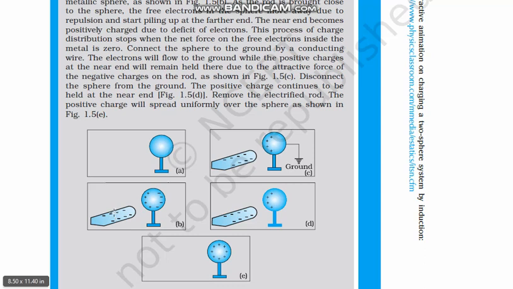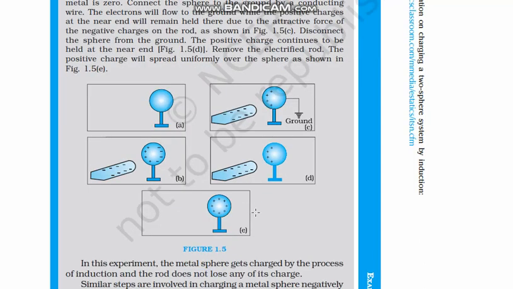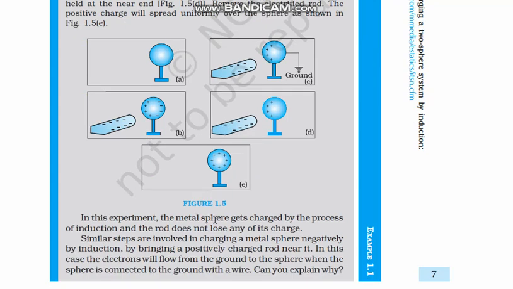So this is not charged, positive, negative; the negative charge goes to the ground, and then you remove this. So this part becomes positively charged, but as soon as you remove the negatively charged rod, this positive charge is uniformly distributed throughout the whole sphere. Remove the electrified rod, and the positive charge will spread uniformly over the whole sphere. In figure 1.5e, this one, in this experiment, the metal sphere gets charged by the process of induction, and the rod does not lose any of its charge.